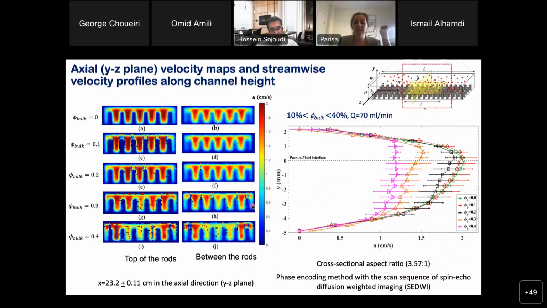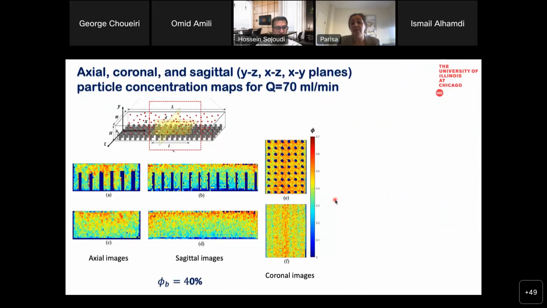Then we analyzed using the phase encoding method with the scan sequence of spin echo diffusion weighted images. Here are some of those velocity profiles, and again they show that we have a maximum of velocity close to the interface. But when we add more particles, a plug flow or blunted flow appears, and the velocity profile would be much less. What we did next was to further analyze the concentration profiles.